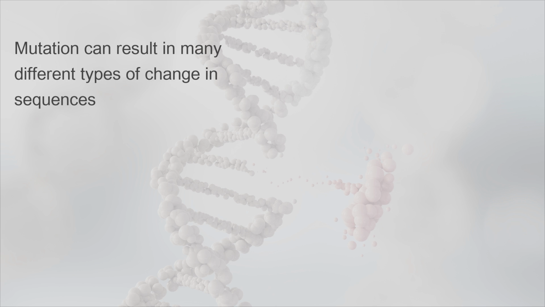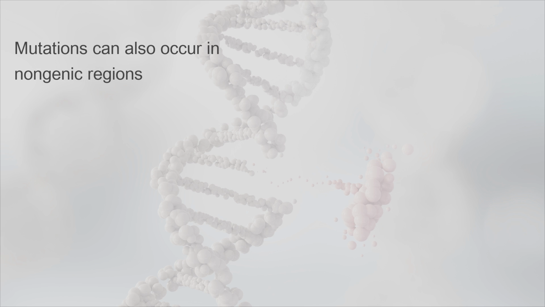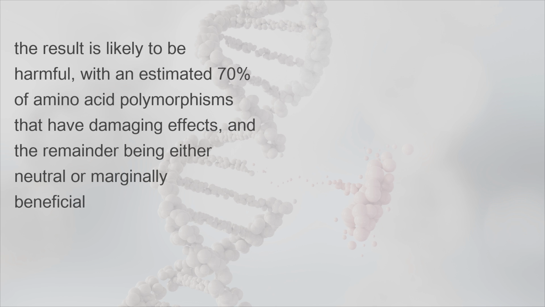Mutation can result in many different types of change in sequences. Mutations in genes can either have no effect, alter the product of a gene, or prevent the gene from functioning properly or completely. Mutations can also occur in non-genic regions. A 2007 study on genetic variations between different species of Drosophila suggested that, if a mutation changes a protein produced by a gene, the result is likely to be harmful, with an estimated 70% of amino acid polymorphisms having damaging effects, and the remainder being either neutral or marginally beneficial.